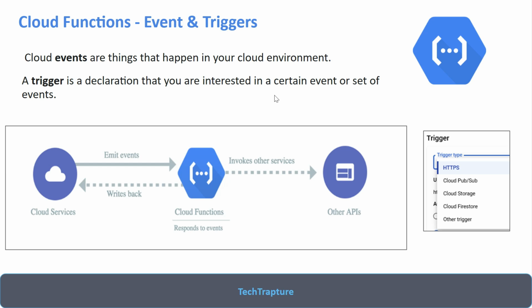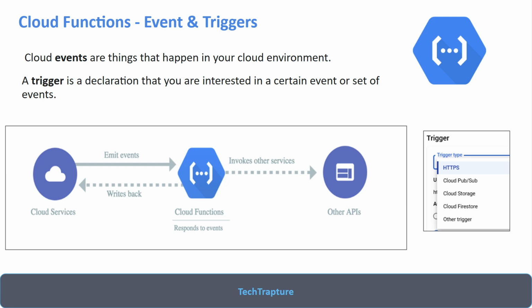Now I'll give you a simple example. I want to perform a task: whenever a file is uploaded to the storage bucket, I want to check the size of that file, and if the size is more than 5 MB, I have to delete that file. That is the simple use case. So what is the event? The event is a file being uploaded to the storage bucket. Now I will set up the trigger to notify me whenever a file is uploaded to the storage bucket.